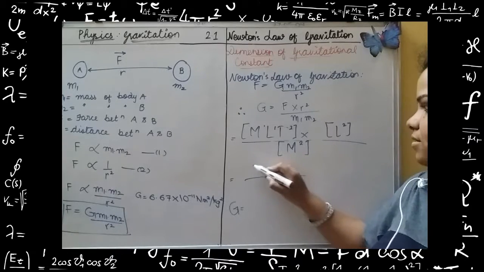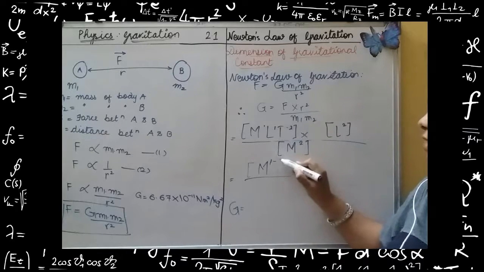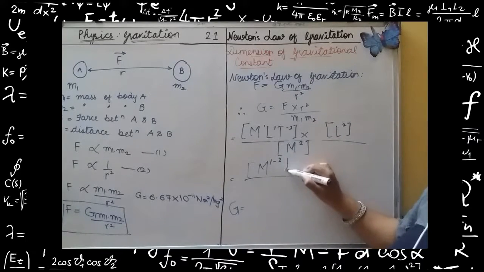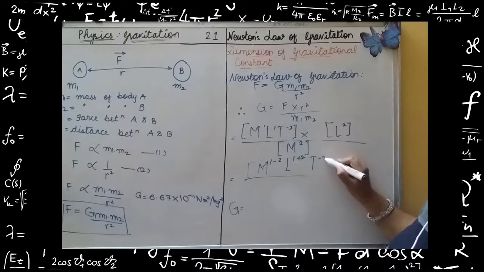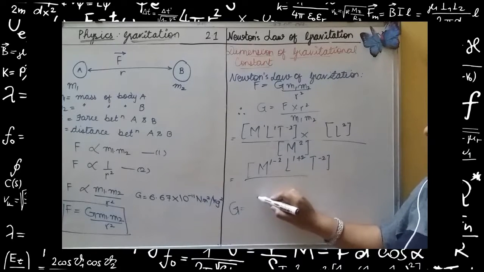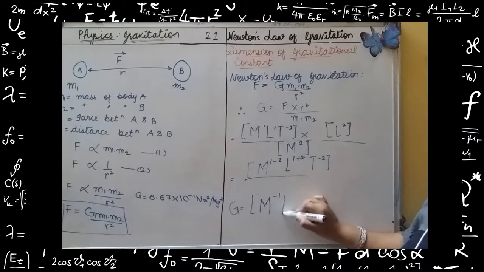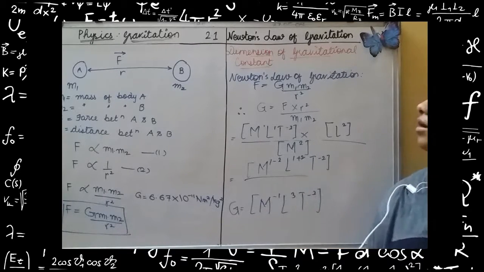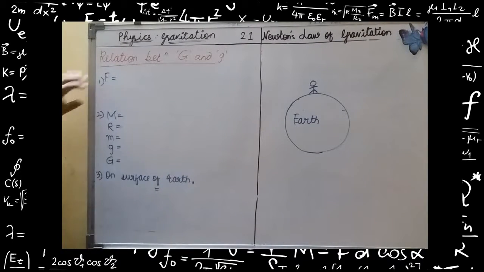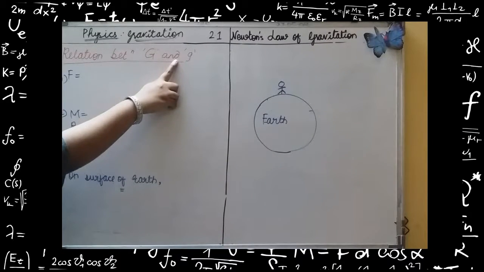Together we will write it as M1, then this 2 will shift upwards, 1 minus 2, L1 plus 2, and T raised to minus 2 remains as it is. So our answer would be M, 1 minus 2 is minus 1, L, 1 plus 2 is 3, and T raised to minus 2, which is the dimension of the gravitational constant.